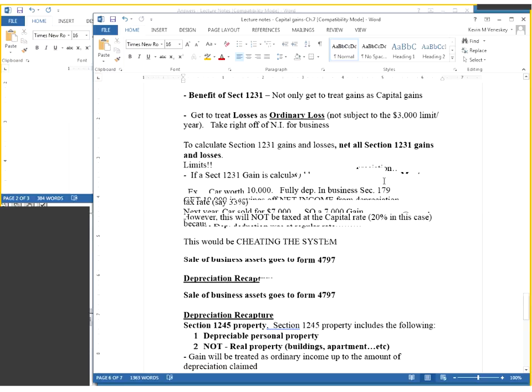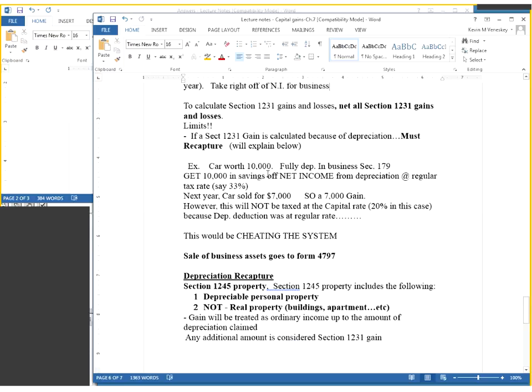And I'll give an example here, actually a couple. So here's my example: a car worth $10,000, and you depreciate it under Section 179 on day 1. So you saved $10,000 off of taxes in that first year. Your income went down by $10,000, and therefore you didn't have to pay tax on that $10,000 at 33%. So you saved 33%. Next year you sold the car for $7,000. So it's worth $0 on your books, and you sold it for $7,000, so there's a $7,000 gain.